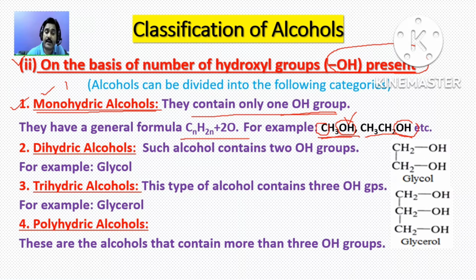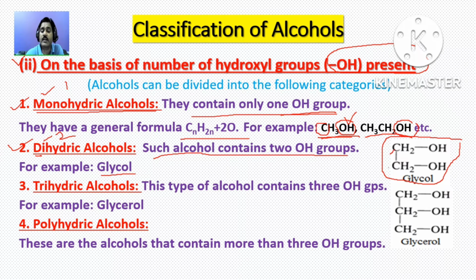The second one is dihydric alcohols. Di means two, where two hydroxyl groups are present, such alcohols which contain two OH groups. For example, glycol. That is the structure of glycol. In glycol, two carbon atoms are combined with two OH groups, meaning two hydroxyl groups are present. Such alcohols which contain two hydroxyl groups are called dihydric alcohols.